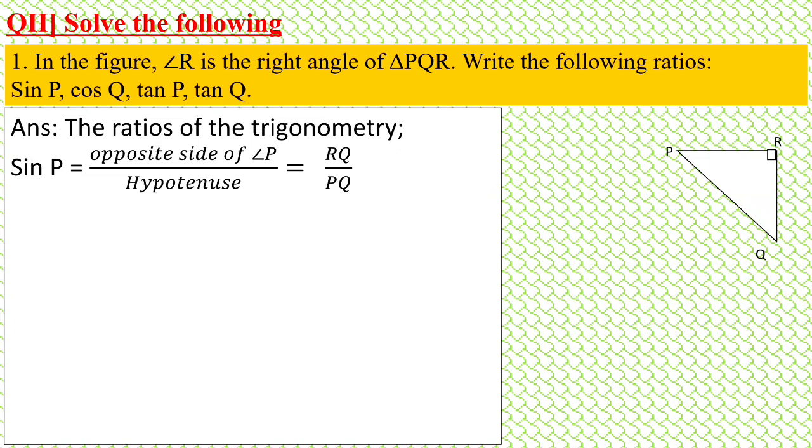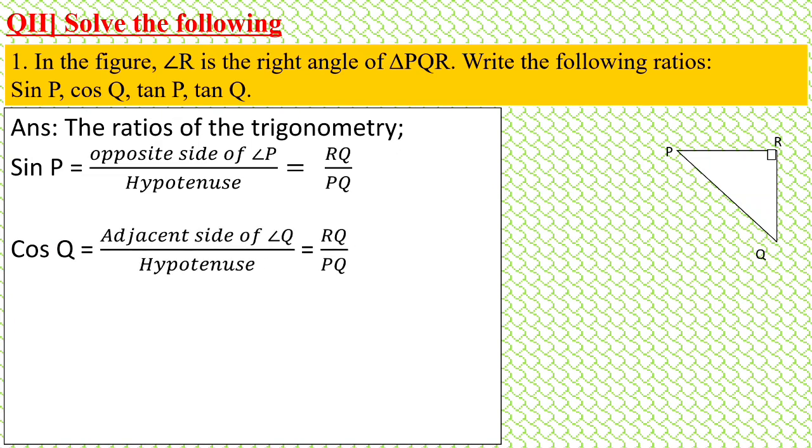PQ is our hypotenuse. Now cos Q, the ratio is adjacent side of angle Q upon hypotenuse. Hypotenuse will be remain same. As per the angle Q, PR is the opposite, then RQ will be the adjacent. So answer is RQ upon PQ.